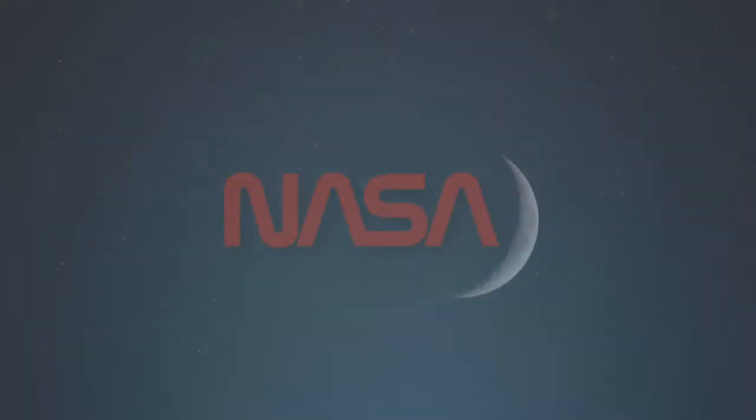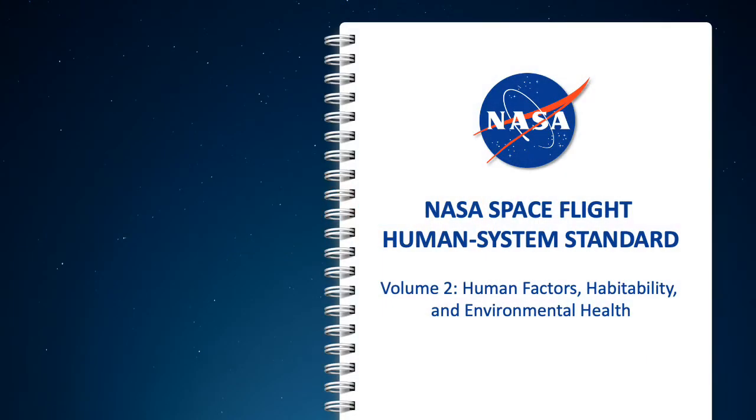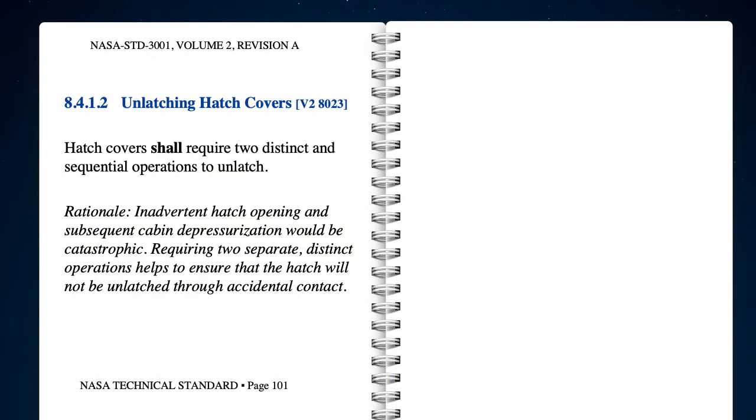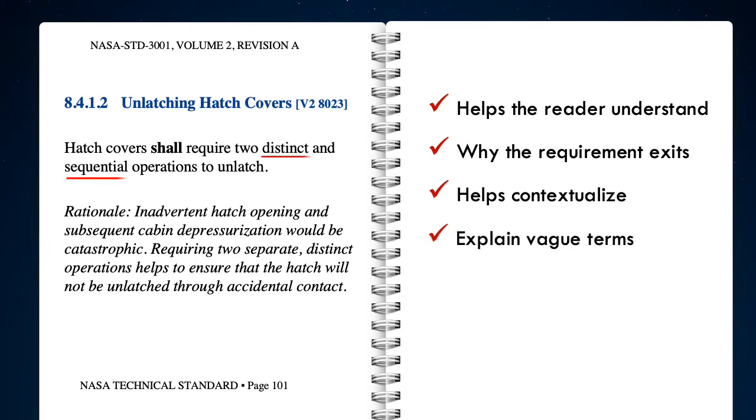One of the more effective approaches we have seen is the one followed by NASA in their technical standards. This requirement is taken from a relatively new NASA standard as part of their preparations to send humankind back to the moon, and if that goes well, then it's off to Mars for the human race. The rationale helps the reader understand not only why the requirement exists, but it also helps contextualize the otherwise slightly vague terms, distinct and sequential.